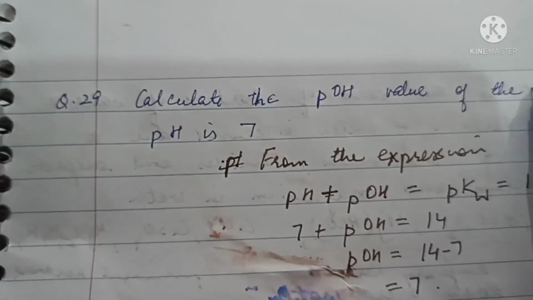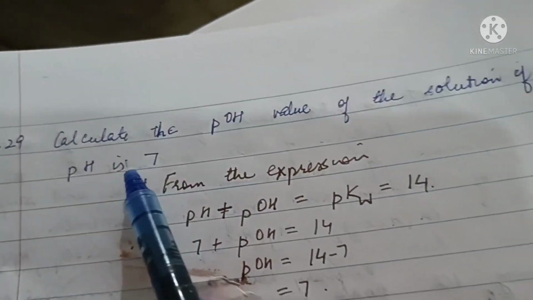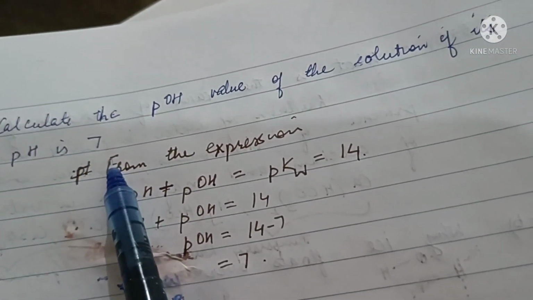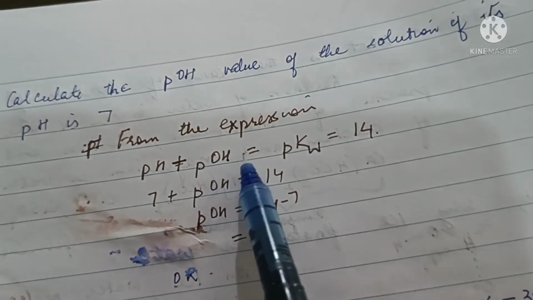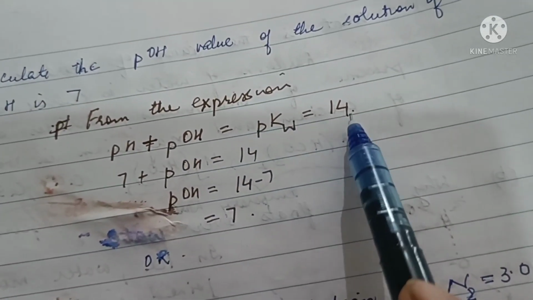Calculate the pOH value of solution whose pH is 7. So we know that pH plus pOH is equal to pKw, which is equal to 14.